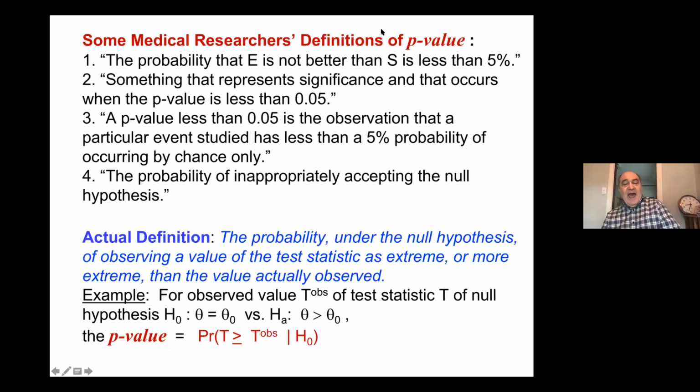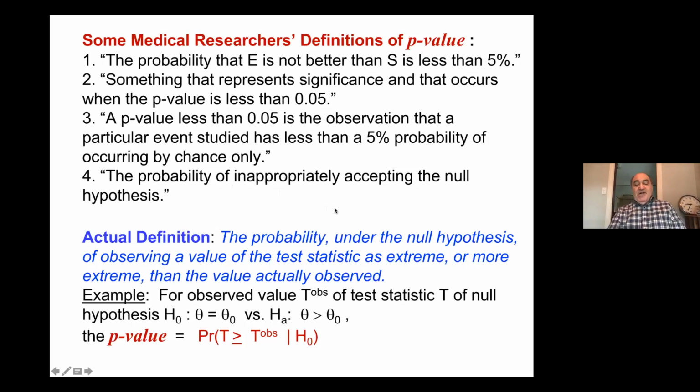Okay, so back before the pandemic, I actually had an office where I sat at a desk, and I do vast amounts of consulting with the physicians at MD Anderson. That's my whole life. And I asked some of them as they came into my office, I'd like to know how you define p-value. After all, your papers are full of p-values. Here's one: the probability that E is not better than S is less than 5%. Second, something that represents significance and that occurs when the p-value is less than 0.05, rather circular. P-value less than 0.05 is the observation that a particular event studied has less than, it just goes on and on. And then the probability of inappropriately accepting the null hypothesis.